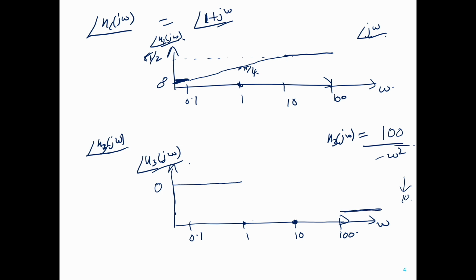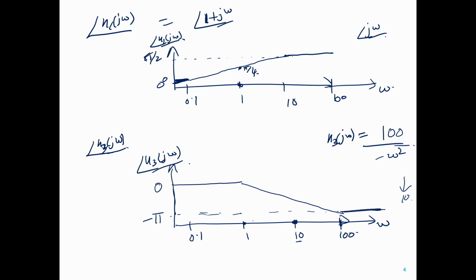So when I'm at 100 or beyond, which is 10 times the natural frequency and beyond, the phase is going to be minus pi. And after that, I'm just going to draw a straight line, and I get that.